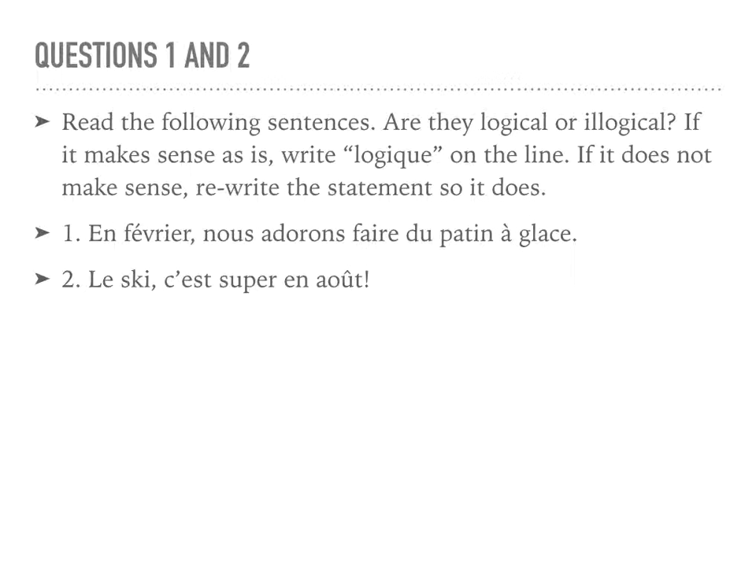Questions 1 and 2. Read the following sentences. Are they logical or illogical? If it makes sense, then just write logique on the line. You don't have to do anything else. If it does not make sense, then rewrite the statement so that it does make sense. Numéro 1. En février, nous adorons faire du patin en glace. Numéro 2. Le ski, c'est super en août.